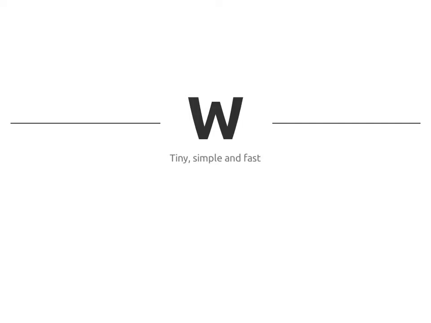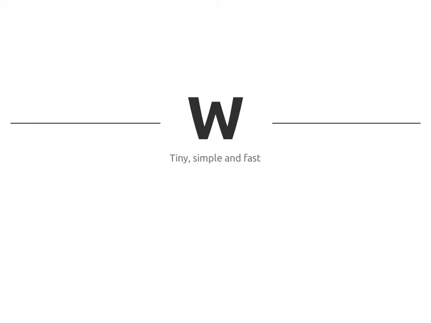Hey there, this is a video about W. W is a 2D cross-platform game development library, currently in development, whose aim is to simplify cross-platform 2D game development and to be tiny, simple and fast. It's written in C++ and currently supports Windows, iOS and the Mac.